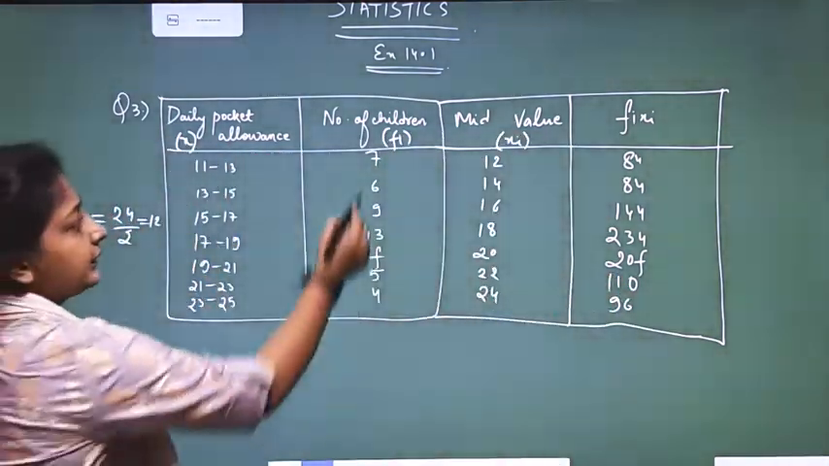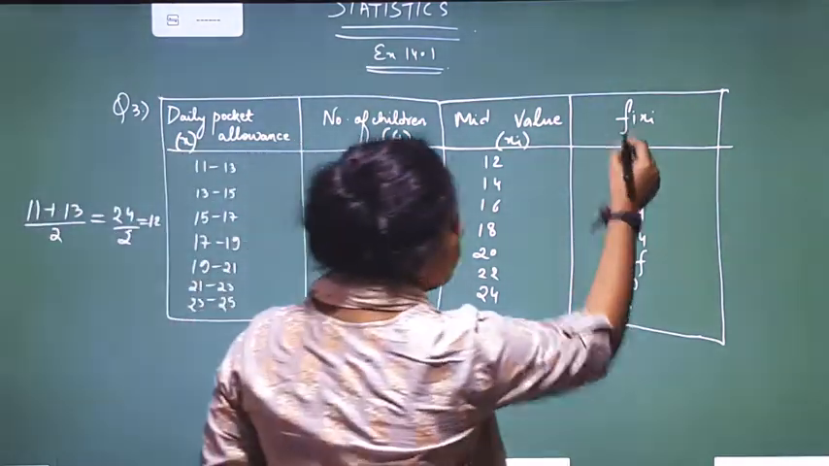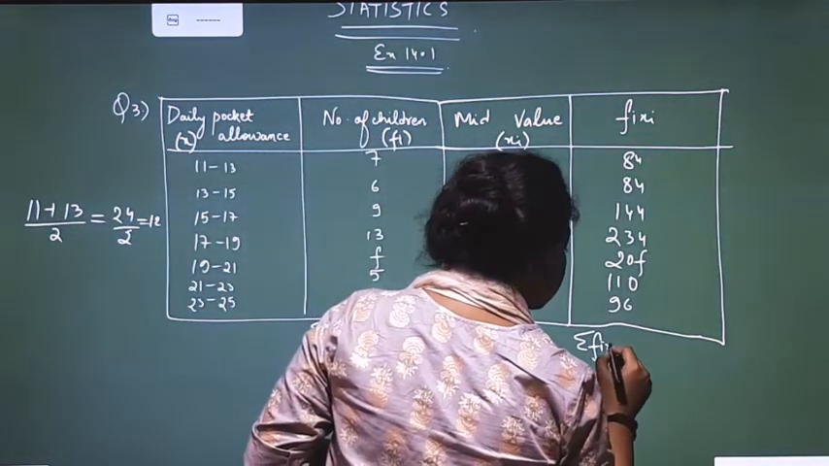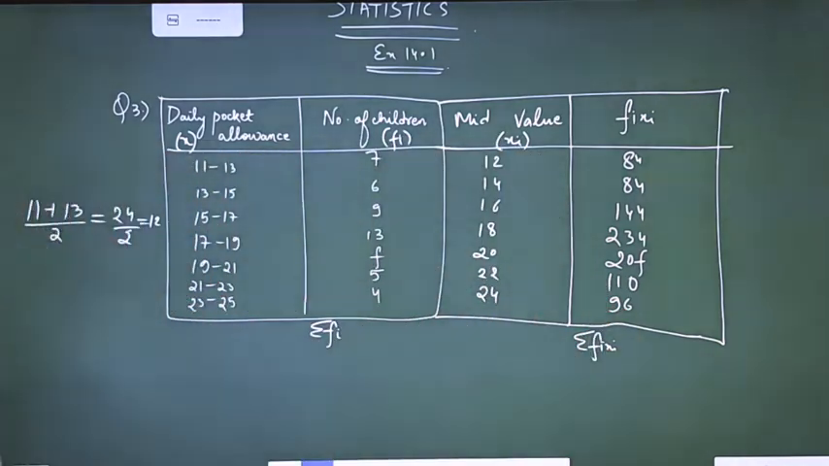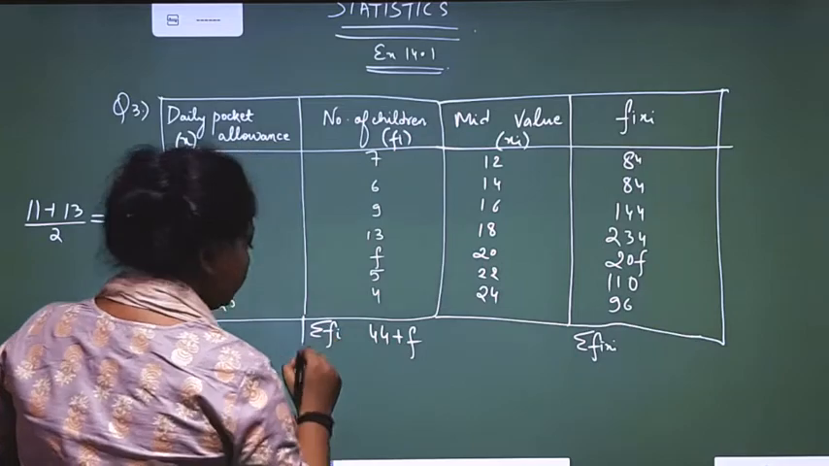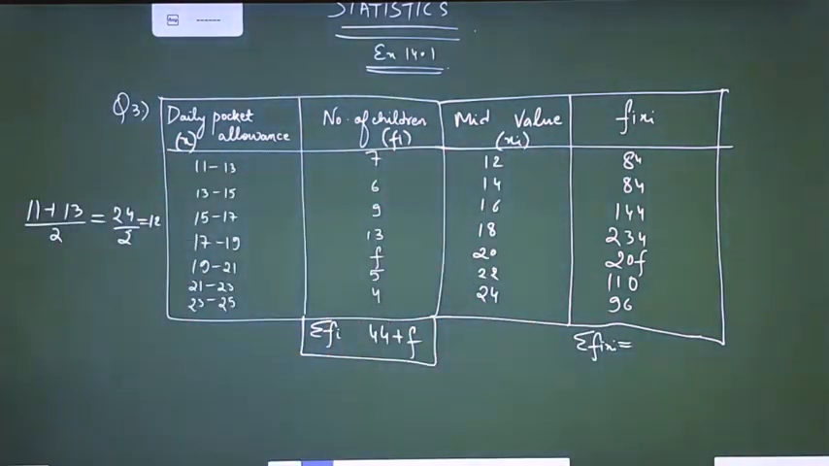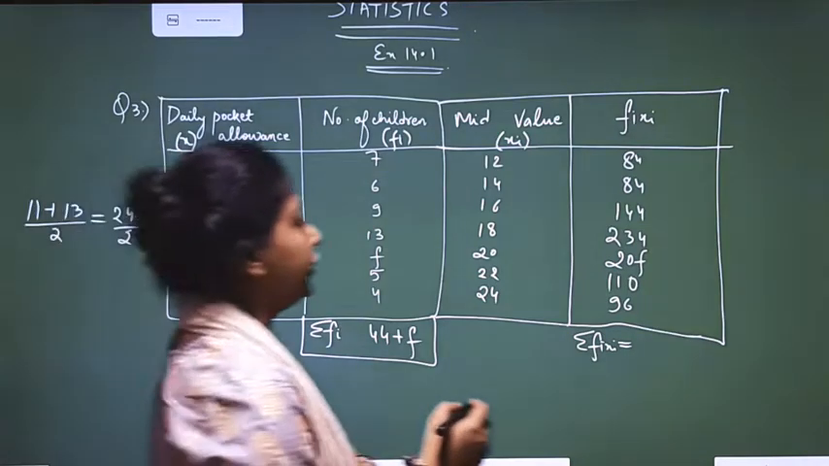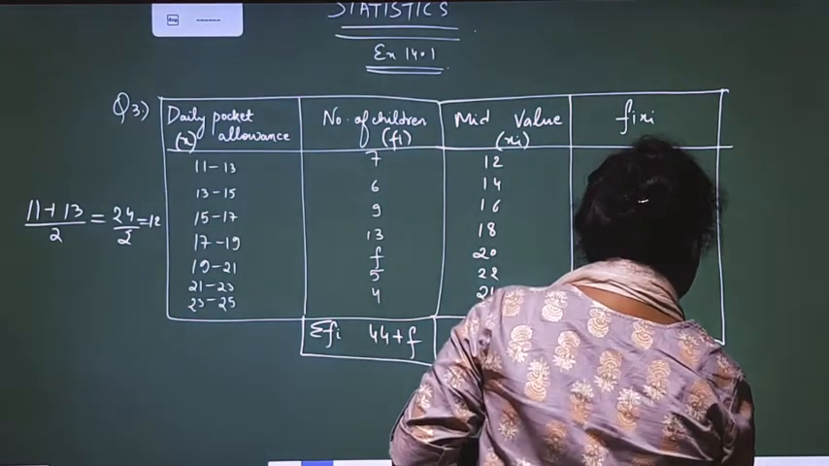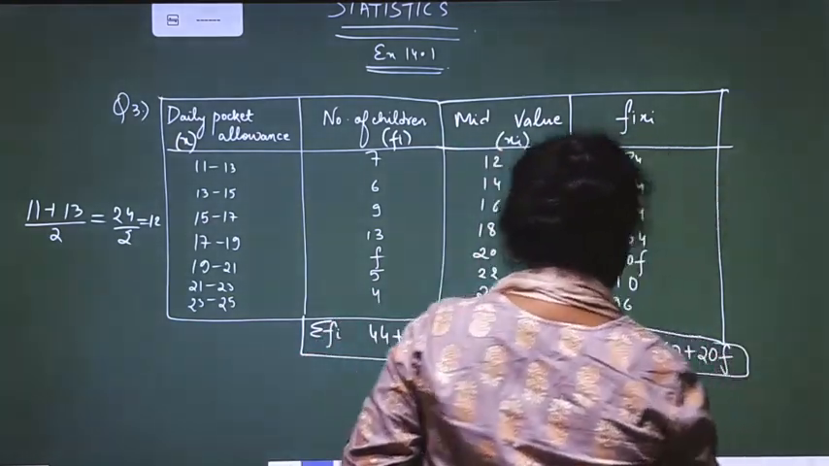Now we have to find the sum of the frequency column, which will be summation fi, and also the sum of the fi xi column. So this will be summation fi xi. When we add the values of the frequency column, we will get the value 44 plus f. And here we will get the value summation fi xi as 752 plus 20f.